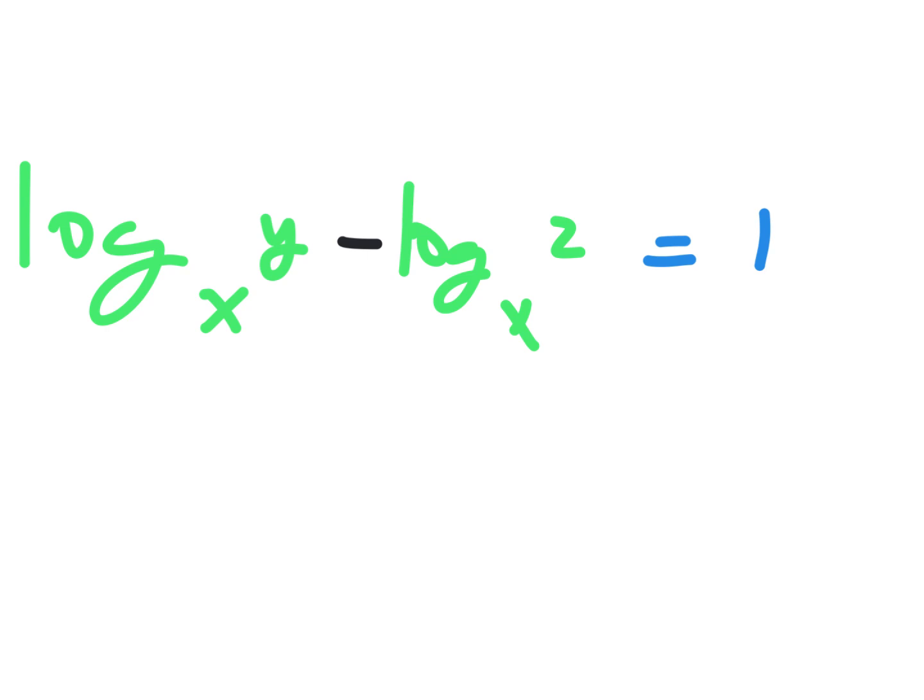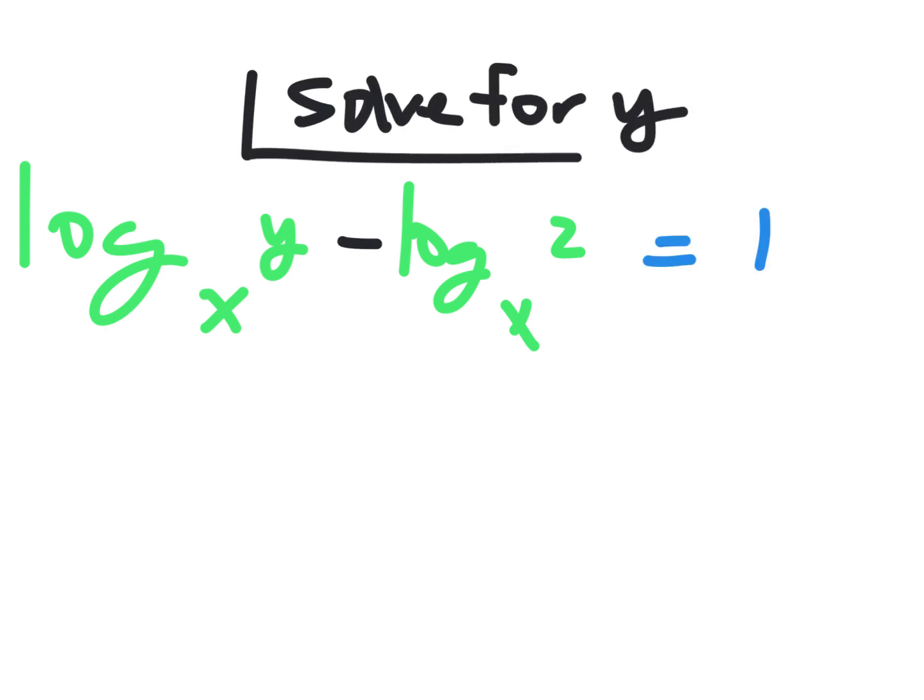Well, first of all, you got to combine those two logs. Second of all, you got to know how to rewrite this thing so that it's not a log anymore. And then you got to know how to get the y alone. You could solve for x or you could solve for y. I asked you to solve for y. All right, that is not easy.